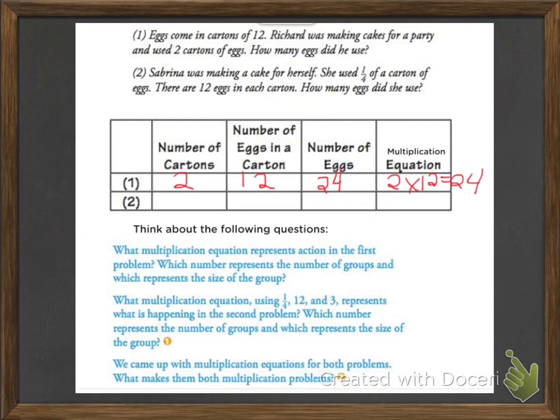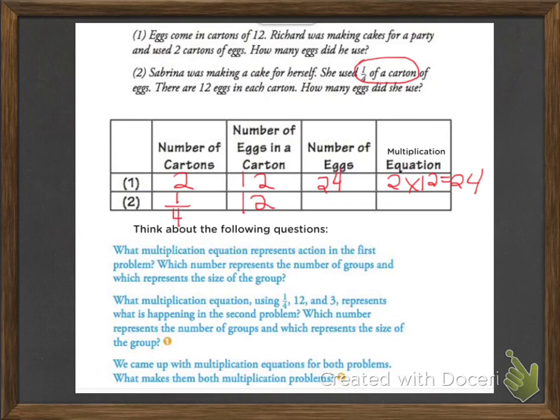Second question. Sabrina was making a cake for herself. She used 1/4 of the carton of eggs. There are 12 eggs in each carton. How many eggs did she use? Well, it says number of cartons. She never used a complete carton, so we have to write this in here. She used 1/4. There are still 12 eggs in this particular carton.